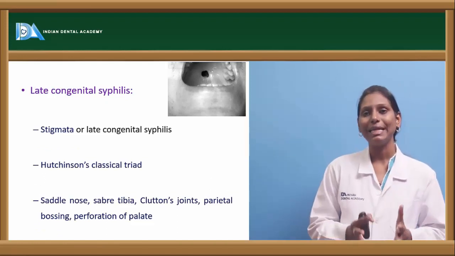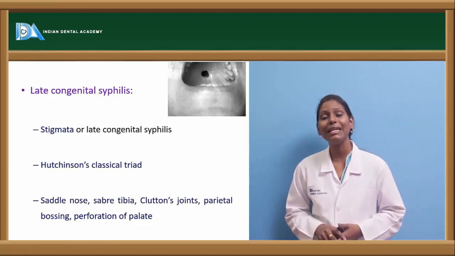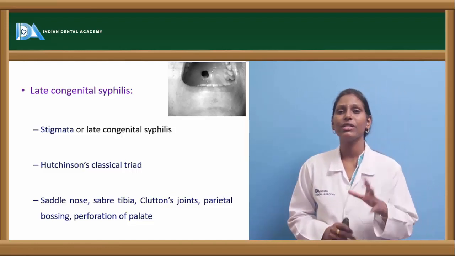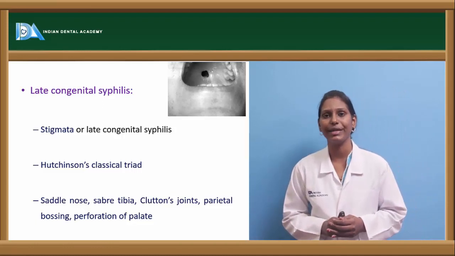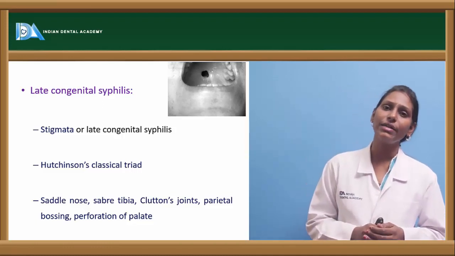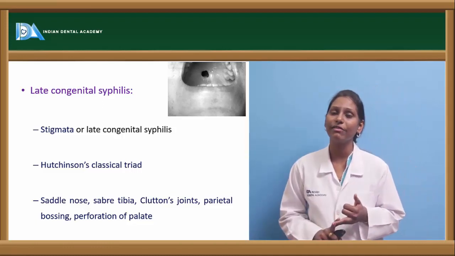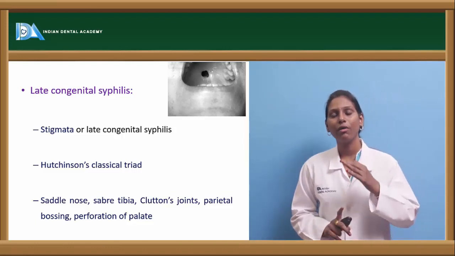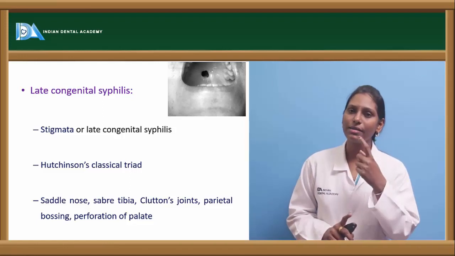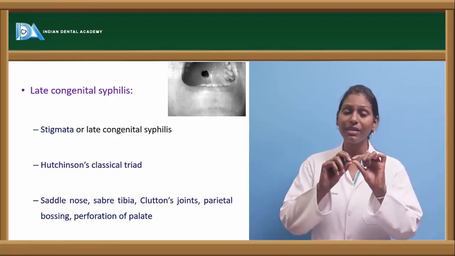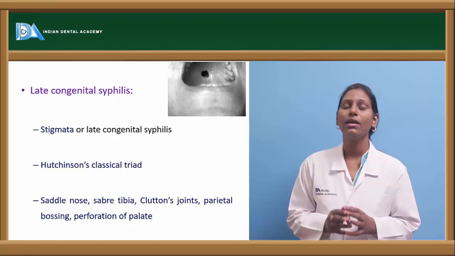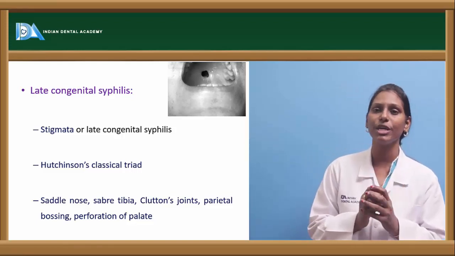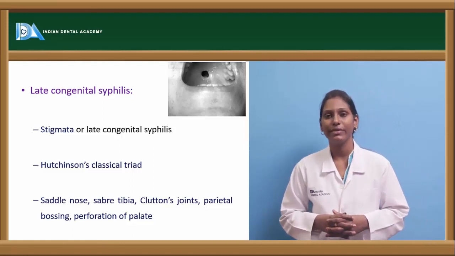Now coming to late congenital syphilis. In late congenital syphilis, also called stigmata, we actually see a characteristic Hutchinson's triad. This Hutchinson's triad consists of interstitial keratitis, eighth nerve deafness, and along with it we have Hutchinson's teeth. Hutchinson's teeth, what are those? We have screw-shaped central incisors along with a notch on the incisors, and mulberry molars are present, where the shape of the molars is usually mulberry-like. This is the characteristic feature of Hutchinson's teeth.